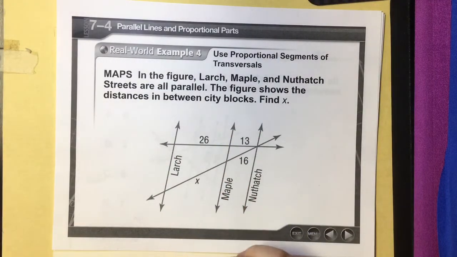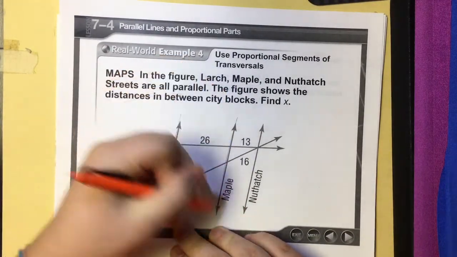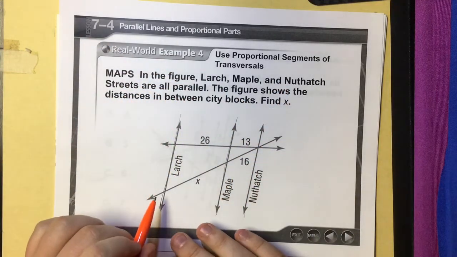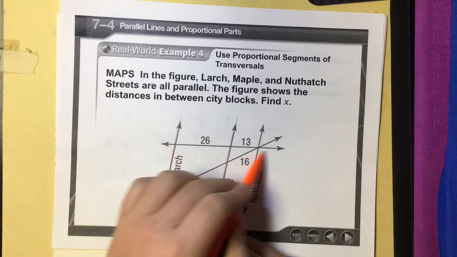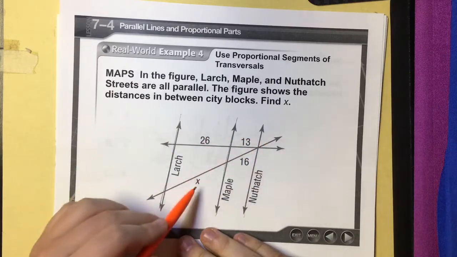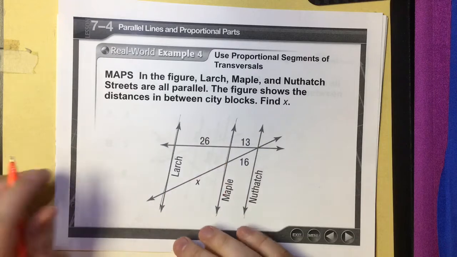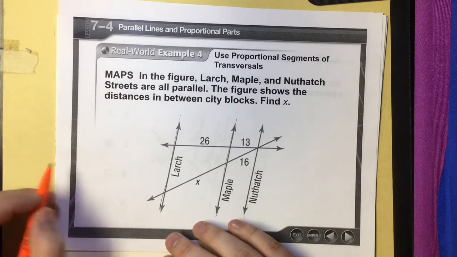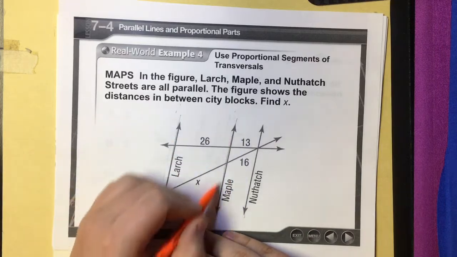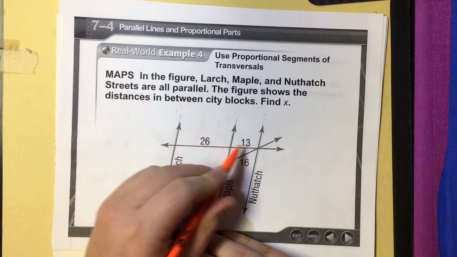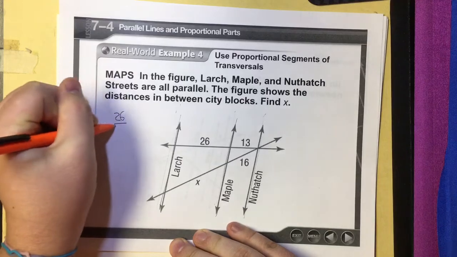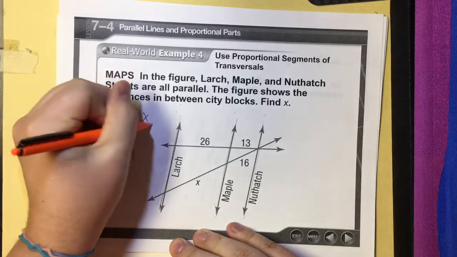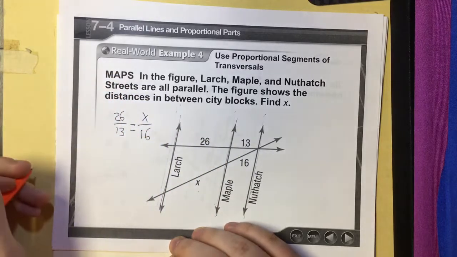So right here, we have larch, maple, and nuthatch are all parallel. So we have three parallel lines, and they are cutting this transversal here and this transversal here. So these have to be proportional to each other. It wants us to find x. Again, I like to use those parallel lines as my fraction bar, so 26 over 13 is equal to, I put this one on top, so x is on top, over 16.